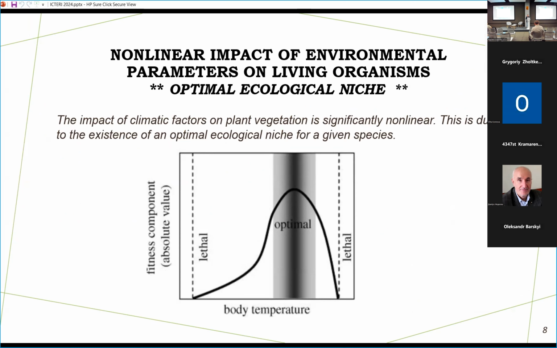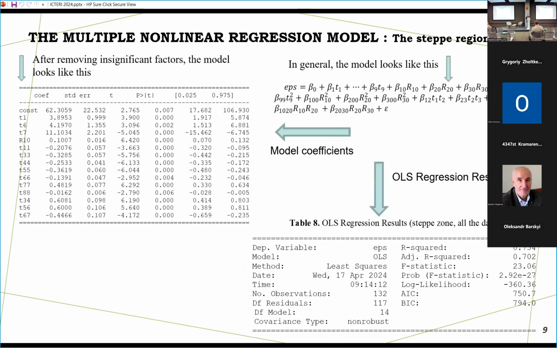The impact of climatic factors on plant vegetation is significantly nonlinear. This is due to the existence of an optimal ecological niche for a given species. The multiple nonlinear regression model for the steppe region generally looks like this. Quadratic factors allow capturing the increased sensitivity of crop yield to climatic factors at specific stages of vegetation. The product of two consecutive climatic factors reflects the cumulative effect of the factors, which is stronger than the combined effects of the factors separately. After removing insignificant factors, the model looks like this, table 8.